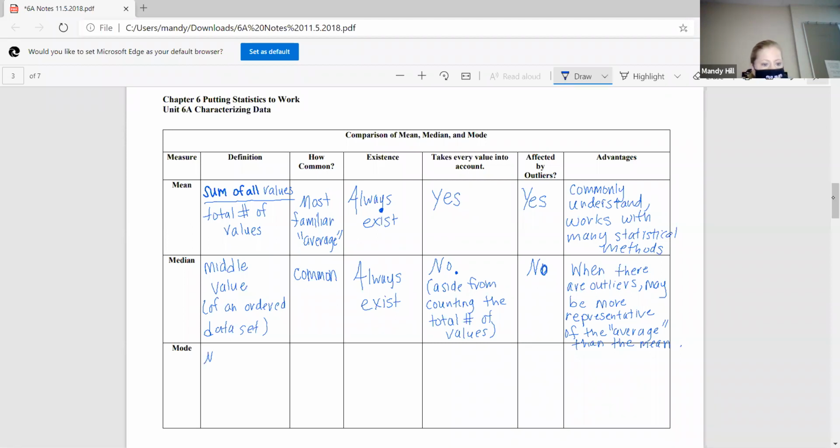The mode is the one that is the most frequent value. This is not as common, it's just sometimes used. Most of the time, the mode really doesn't mean a lot. Does it always exist? Well, maybe, because there could be no mode, or there could be more than one mode.